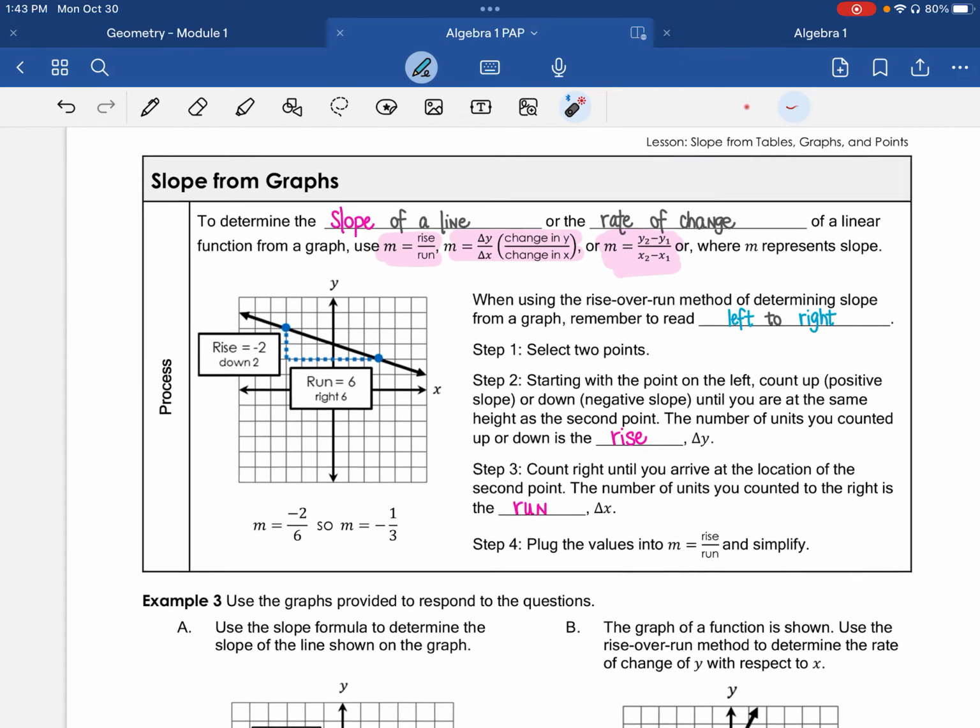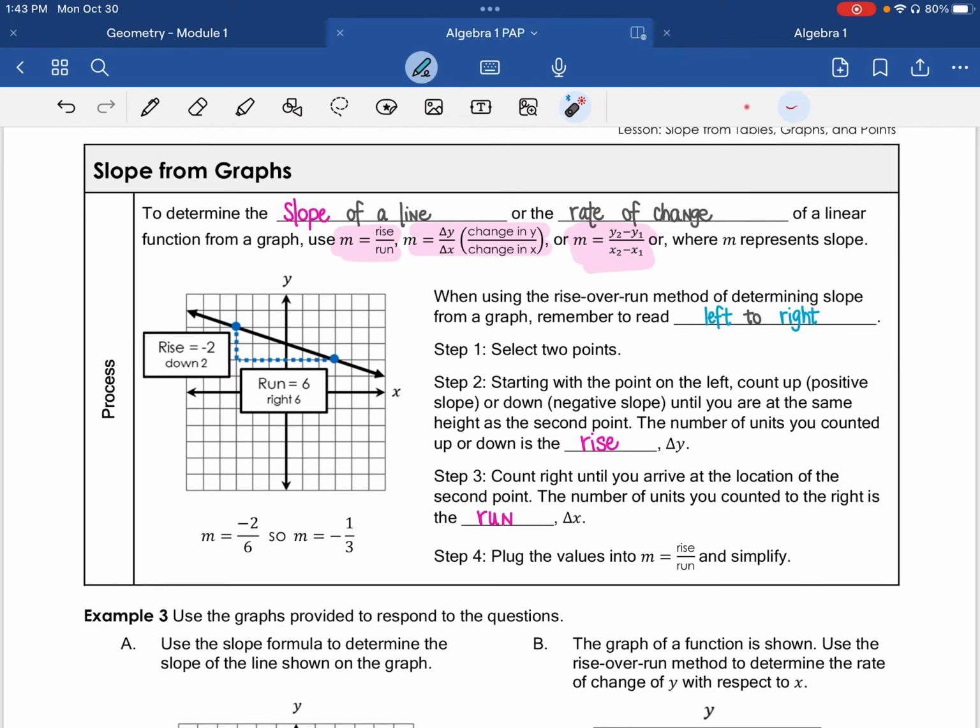All right, after we've picked our 2 points, we now need to start with the point on the left, count up for positive slope or down for negative slope. Maybe we should highlight those words. I wanted to change the color. There we go. Count up for a positive slope. Count down for a negative slope until you are at the same height as the second point. The number of units you counted up or down is the rise or delta y, the change in y.